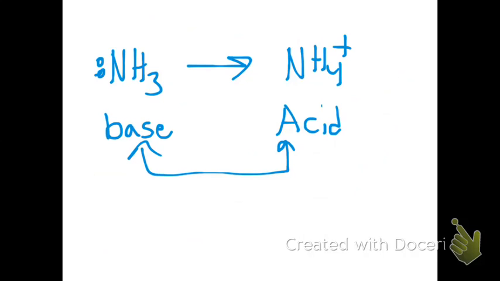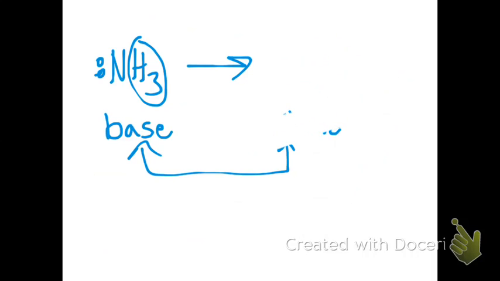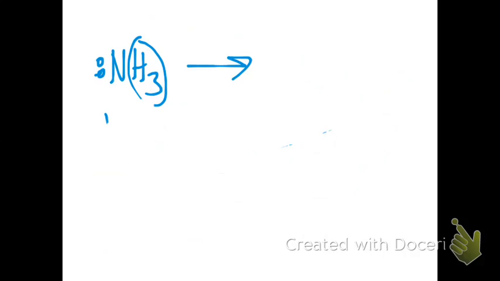Now remember, there's only going to be one H plus difference between the two. That's it. The acid should always have more protons than the base. And the base better have a lone pair of electrons. Alright, let's look at a couple more, and then we'll be done here.